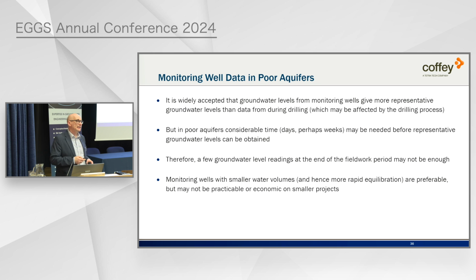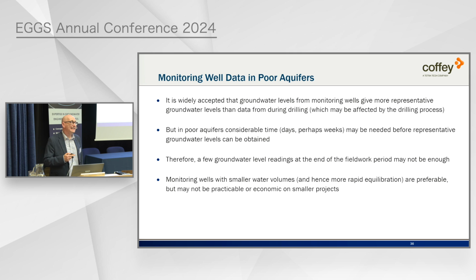And people generally accept that monitoring wells give better readings than readings taken during drilling because we generally have the time to allow them to equilibrate and to overcome the effect of drilling. But the problem is that equilibration in these aquifers might not occur very quickly. And the classic situation we sometimes get is the drilling contractor has a certain period of field work on site. They will take readings while they're doing the field work, but once the drilling contractor leaves site, there might be no further monitoring. And it might be that the water levels haven't equilibrated during that time. So therefore, a few water level readings at the end of field work might not be enough.